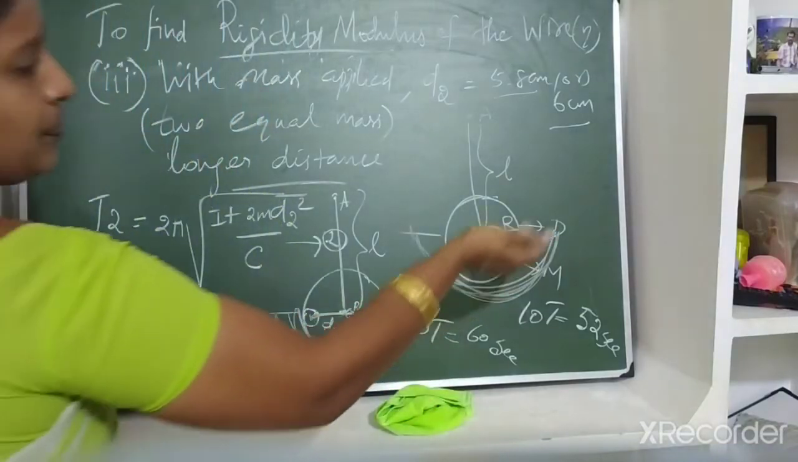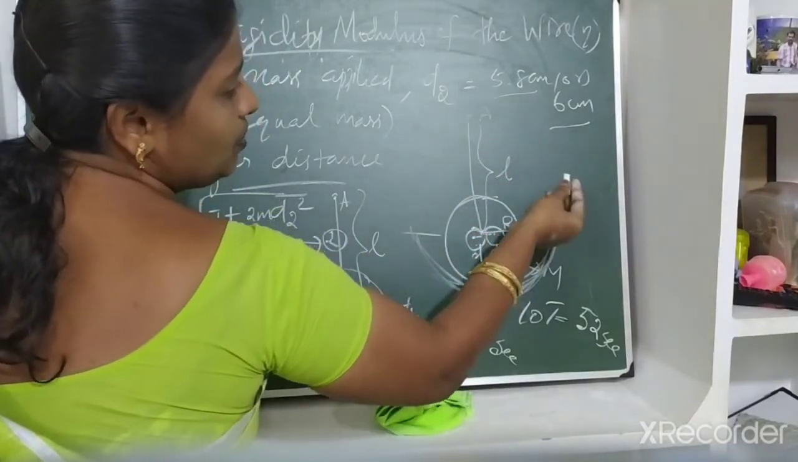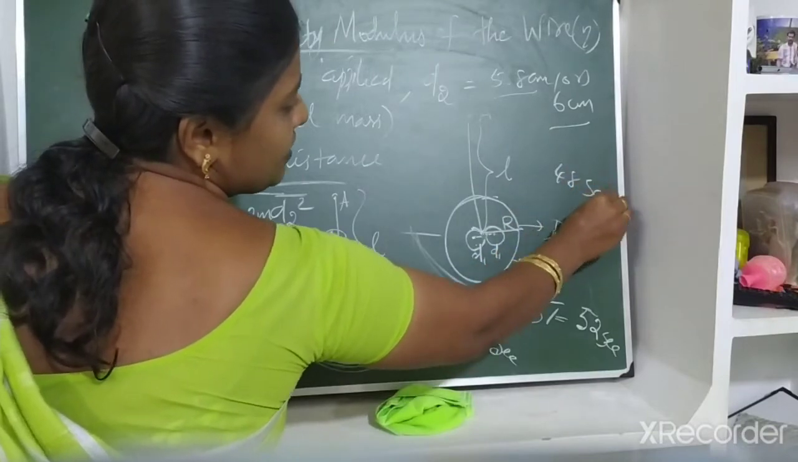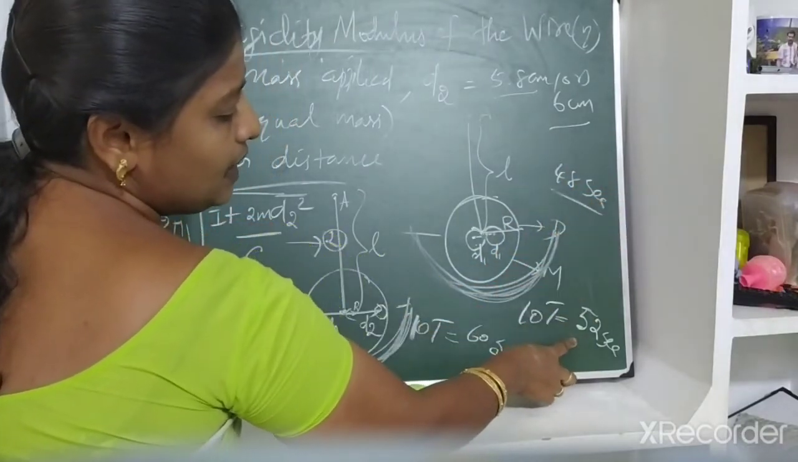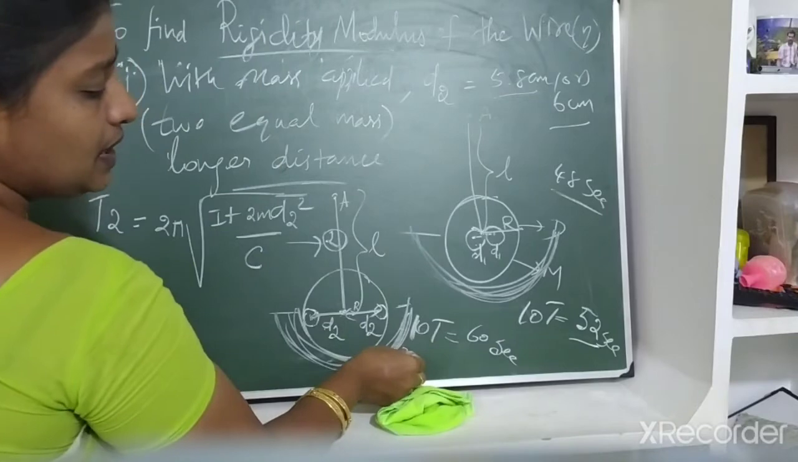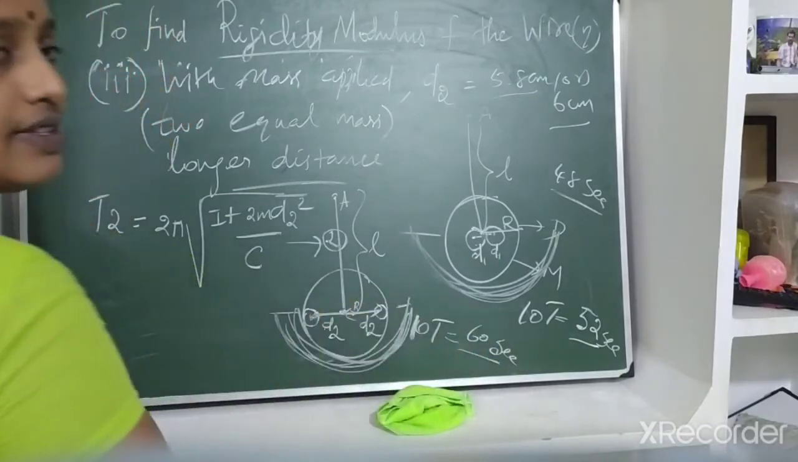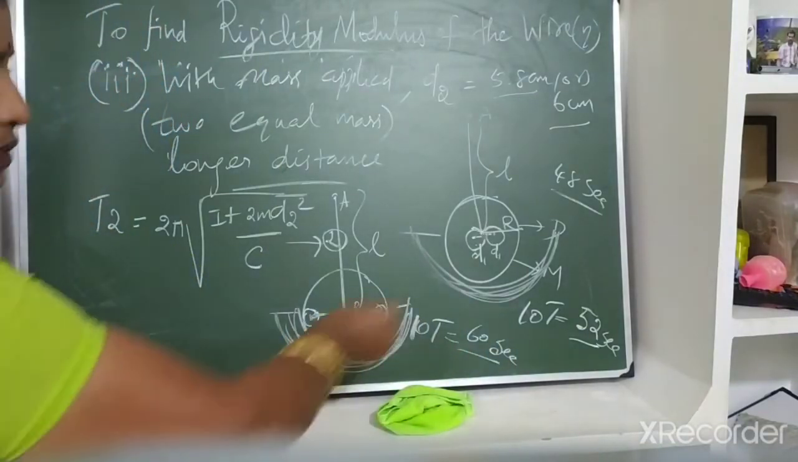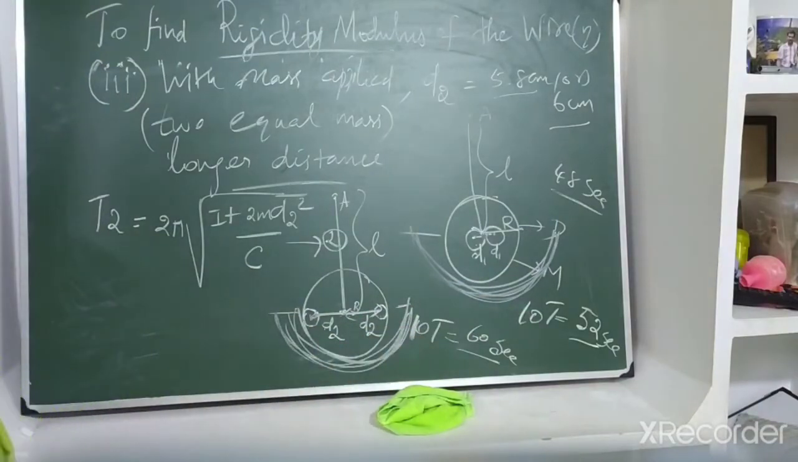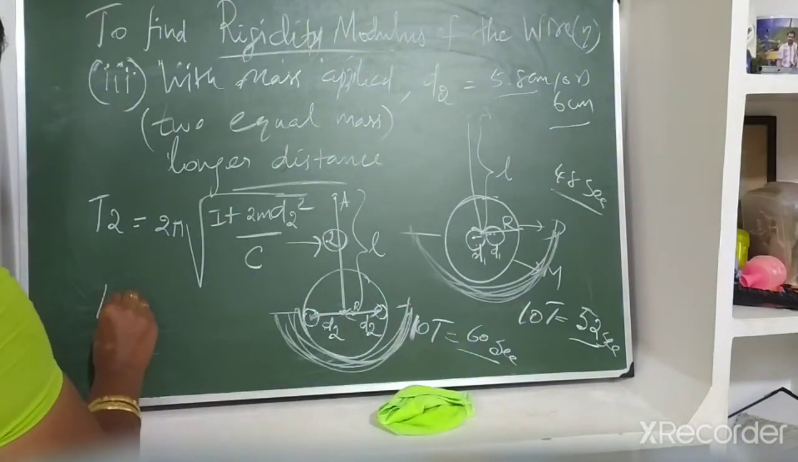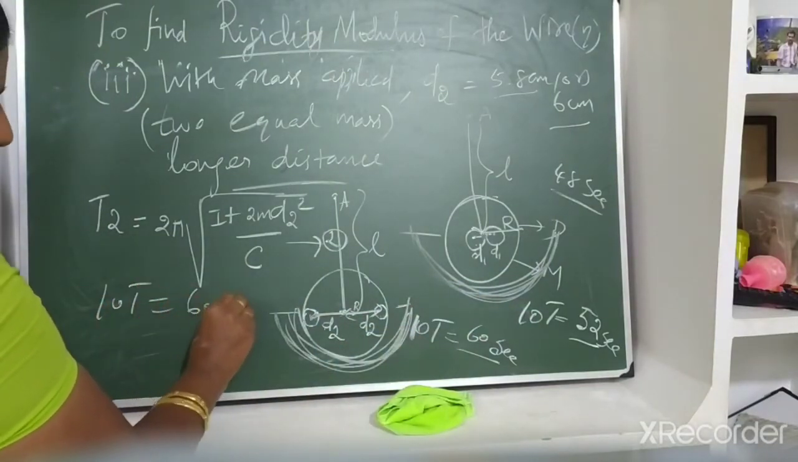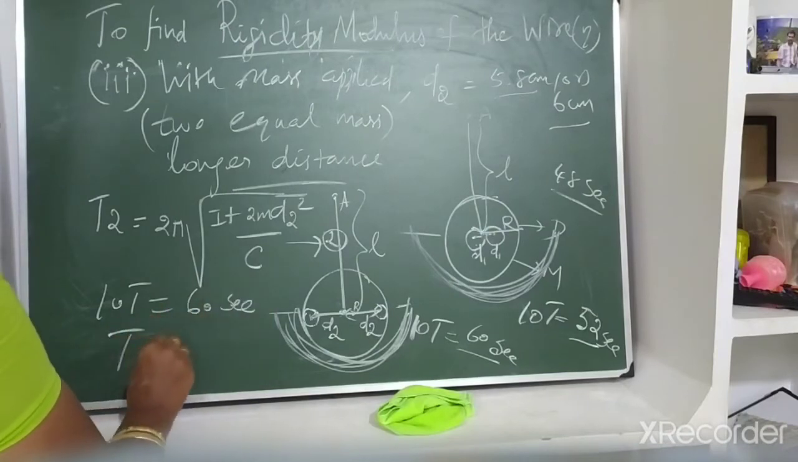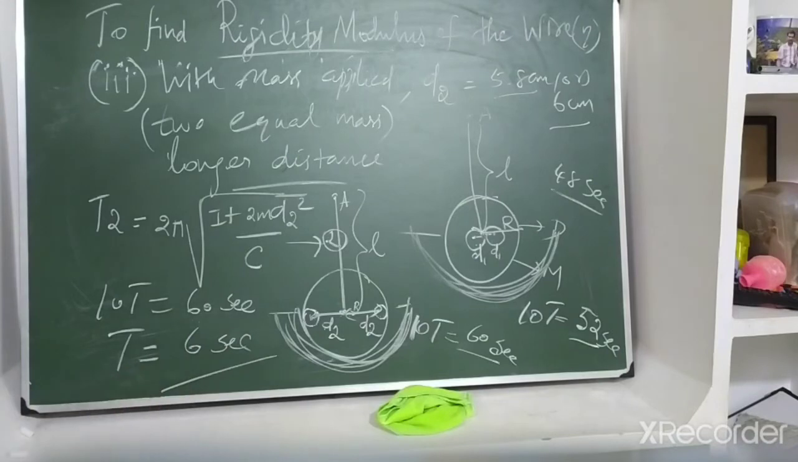For this one, the first one is empty without mass applied: 48 seconds. With mass applied at distance D1: 52 seconds. With mass applied at distance D2: 60 seconds. Just one example I told you about the period of acceleration: when 10T equals 60 seconds, one period of acceleration is equal to 60 by 10, that is 6 seconds.